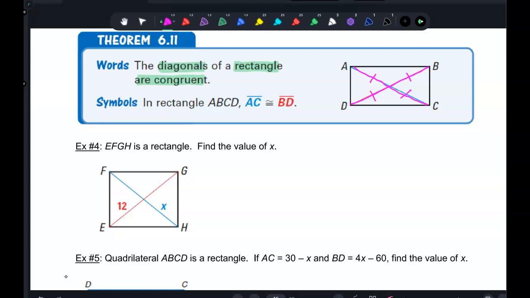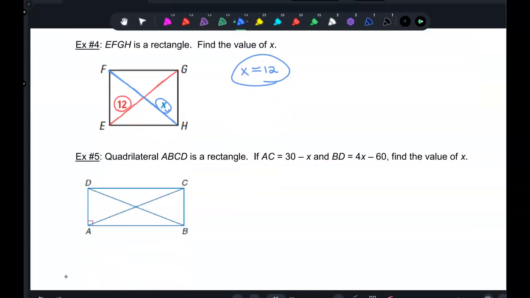Okay, so let's take a look. EFGH is a rectangle, and it says find the value of x. Now this is a little confusing because they're talking about EG is 12 and FH is x. So again, since it's a rectangle, x has to be 12. They have to be equal.